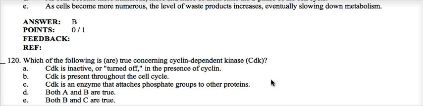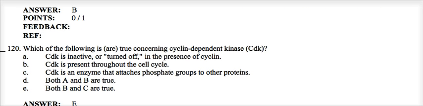You should know that the activity of CDK rises and falls with changes in the concentration of cyclin. CDKs function by phosphorylating substrate proteins that affect steps in the cell cycle. Although they don't know what all the CDKs do, scientists have identified steps of the signaling pathway that involve CDKs. So the answer is E, as we talked about, that CDK is present throughout the cell cycle. It is not turned off in the presence of cyclin.